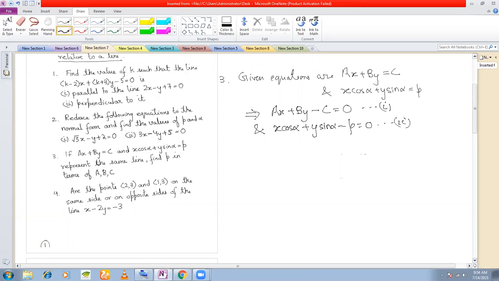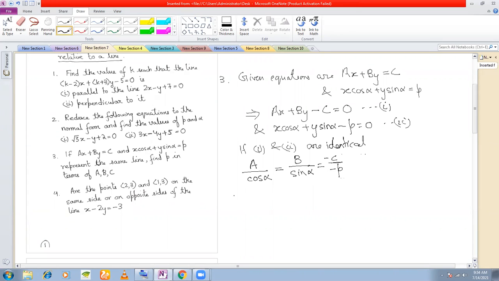Now if these two lines, 1 and 2, are identical, as I told you yesterday, the coefficients must be proportional. So in the first equation, the coefficient of x is a, and the coefficient of x here is cos alpha; the coefficient of y is b, and the coefficient of y here is sin alpha; and the constant term is minus c and minus p, so it will cancel actually.